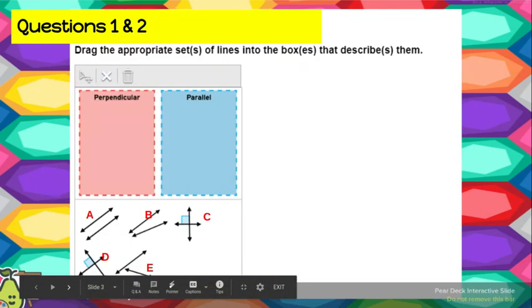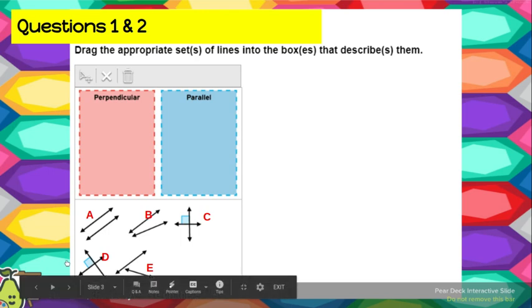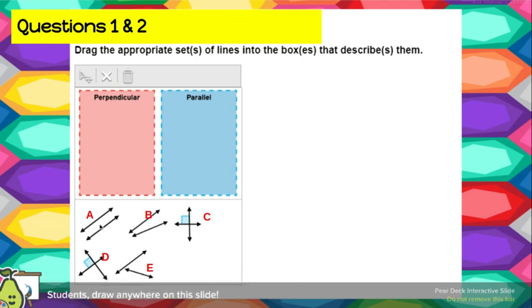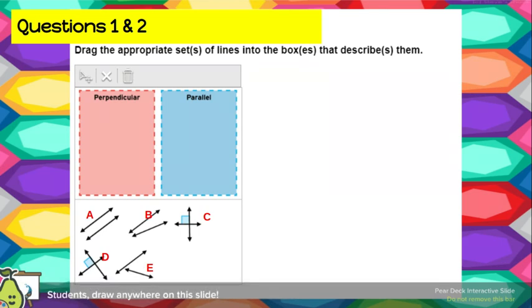This picture is going to help you answer questions 1 and 2 on the Google form below. The directions say drag the appropriate set or sets of lines into the box or boxes that describe them. The way I set this up is I've made the pairs or sets of lines labeled with letters. So we have pair A first, pair B, pair C, down at the bottom, pair D, and then finally pair E. Now, you don't have the dragging ability on this video, and neither do I.